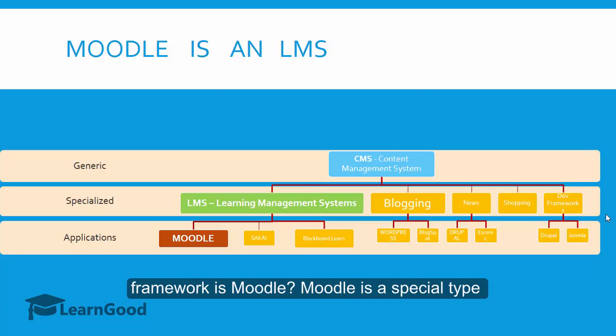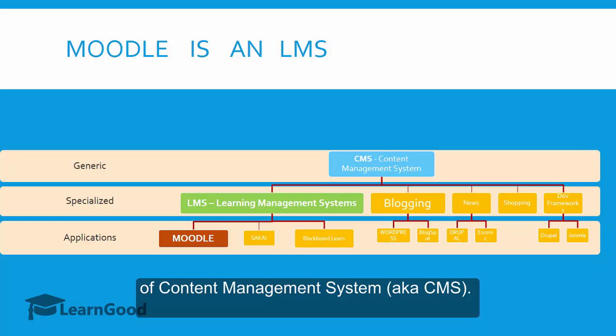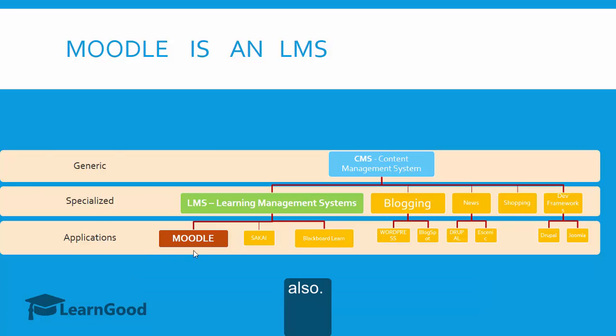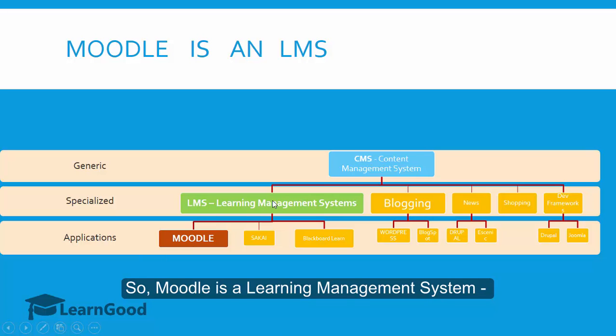Moodle is a special type of content management system, also known as CMS. CMSs allow publishing, editing, and modifying content, organizing, deleting, as well as content maintenance from a central interface. This is a very generic definition of a CMS. Amongst a great many things that CMSs are used for, including blogging, news, shopping, and as we will see in this course, learning management also. So, Moodle is a learning management system, and it is a special type of CMS, dealing specifically with learning content.